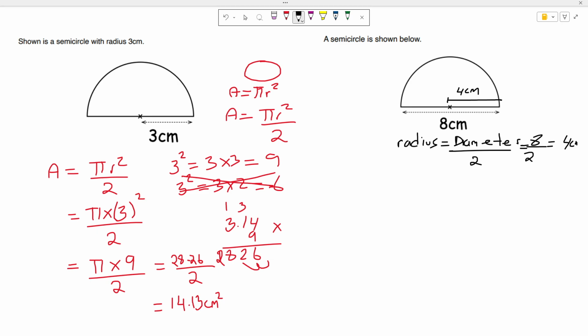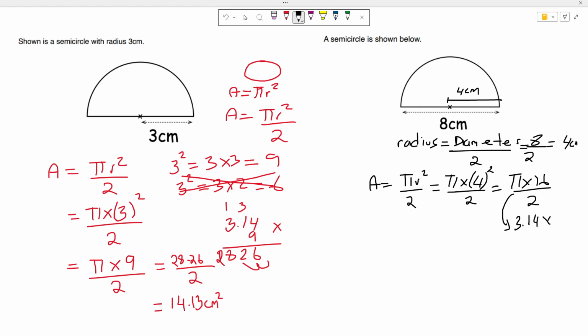All right. Now let's substitute the value. So area is pi r squared divided by 2, which gives us pi times 4 squared divided by 2, which is pi times 16 divided by 2. Now let's find the answer of pi times 16. There are two ways you can do it. You can take 3.14 multiplied by 16, get that answer, and then divide it by 2.